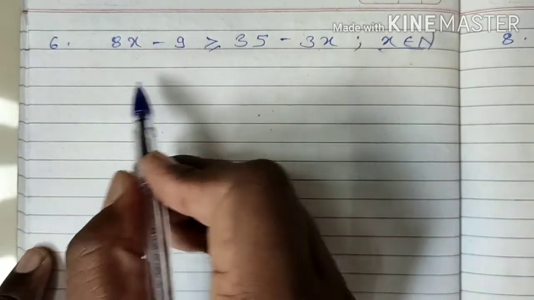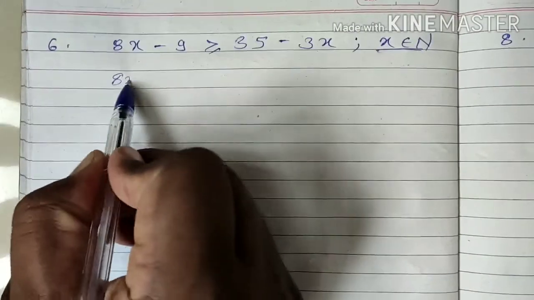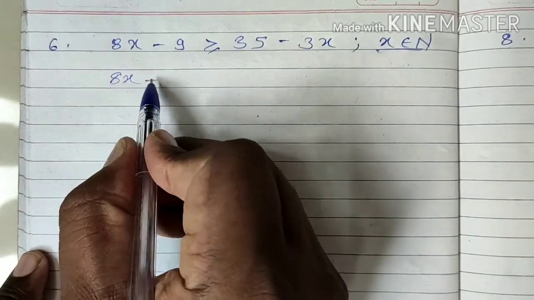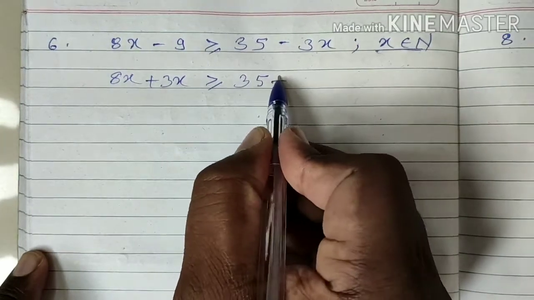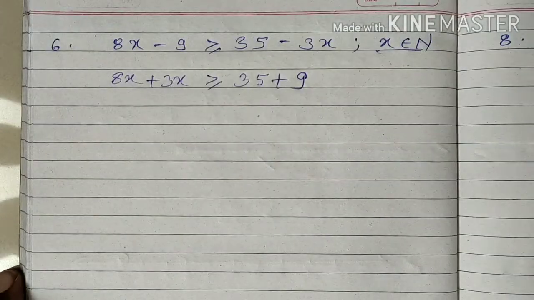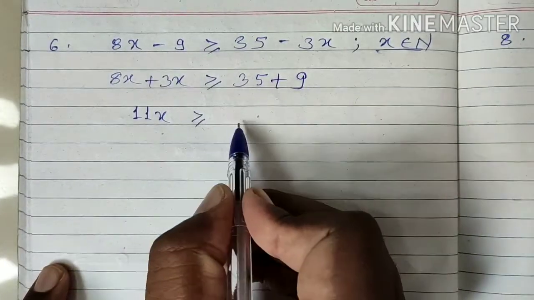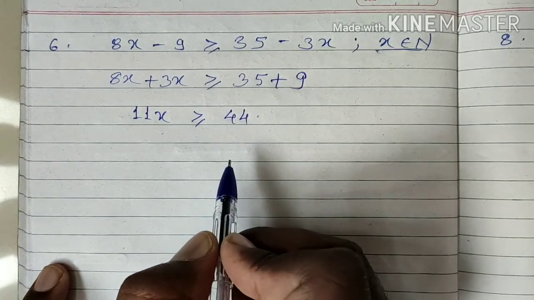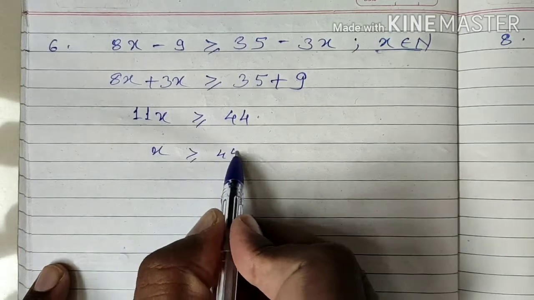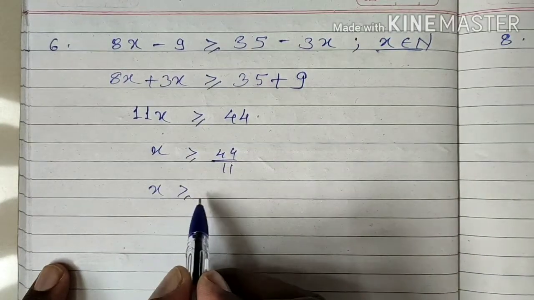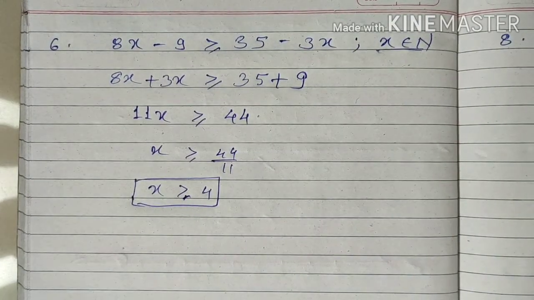So let us find the value of x by shifting all the x terms to one side and constants to the other side. So 8x is here, minus 3x, shifting this side will become plus 3x. Minus 9, going that side will become plus 9. Got it? So 8x plus 3x will be 11x. 35 plus 9 will become 44. 11 is in multiplication, going that side goes for division. Therefore the value of x will be greater than or equal to 4. Value of x is greater than or equal to 4.